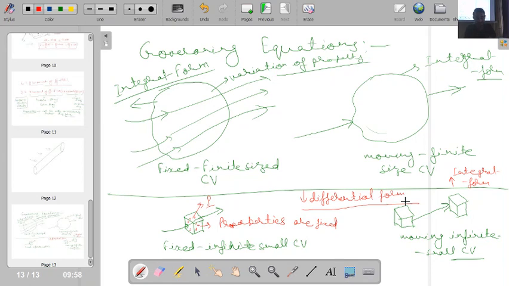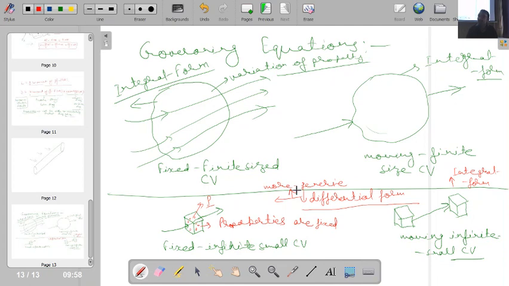Out of the integral and differential forms of governing equations, if you have to consider the more generic form, then the differential form is called the more generic one. Now can you give me the idea why it is called the more generic form? Why is the differential form called the more generic form of the governing equation?